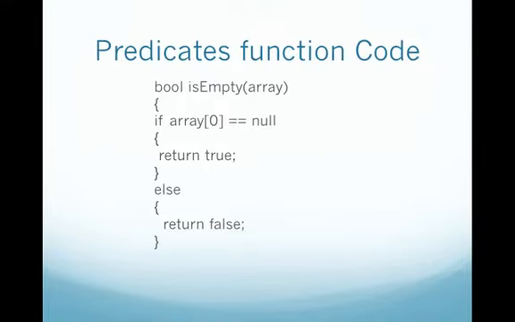Here we have an example of a predicate. Now what this function is trying to do is check to see if the array is empty. If the array is empty, then the first character in the array will be equal to the null character. If that's the case, the function will return true. Otherwise, it will return false.